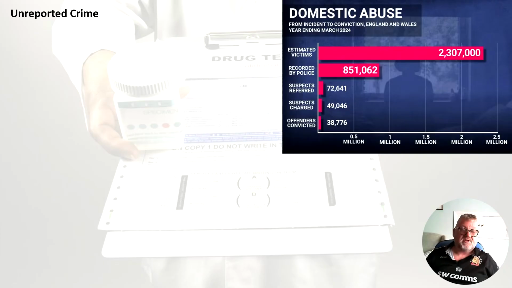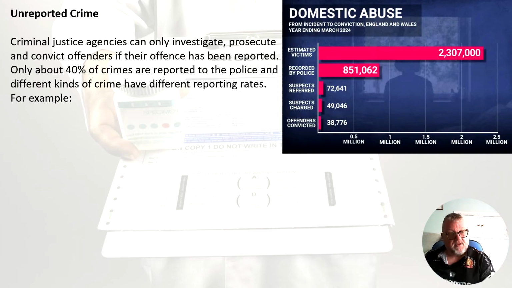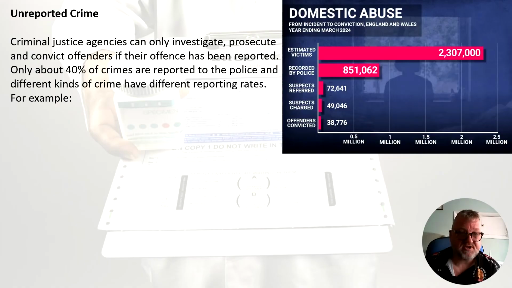Another issue that stops agencies from achieving social control is unreported crime. Criminal justice agencies can only investigate, prosecute and convict if the offence has been reported, and only about 40% of crimes are reported to the police, and different kinds of crime have different reporting rates. So here you see a chart that looks at the estimated number of victims of domestic abuse in 2024, which is roughly 2.3 million, recorded by the police 851,000.